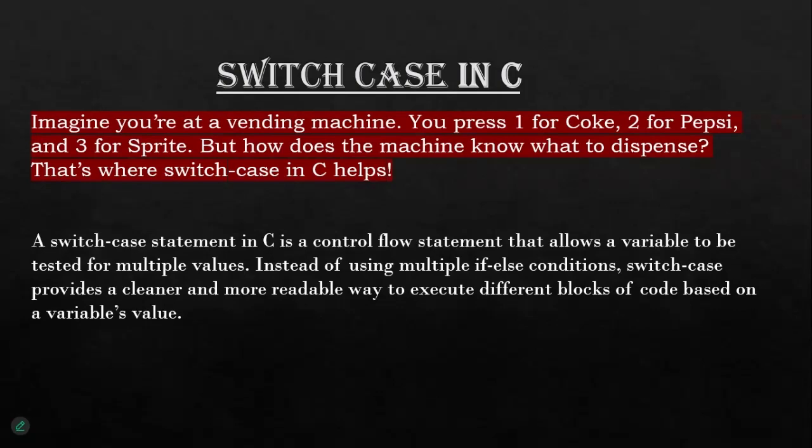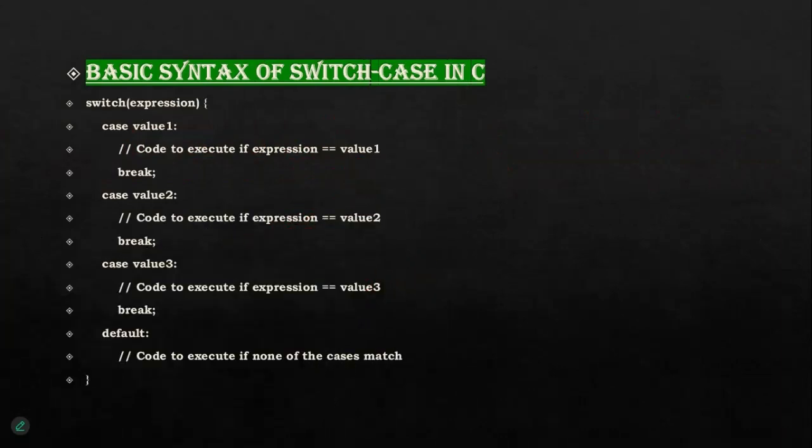So this is what switch case is. Now the basic syntax of switch case in C: there is switch and then the expression. After that, case value 1, where we have to give the value. Code executes if the expression equals value 1. If the expression is equal to value 1, then case 1 will execute.